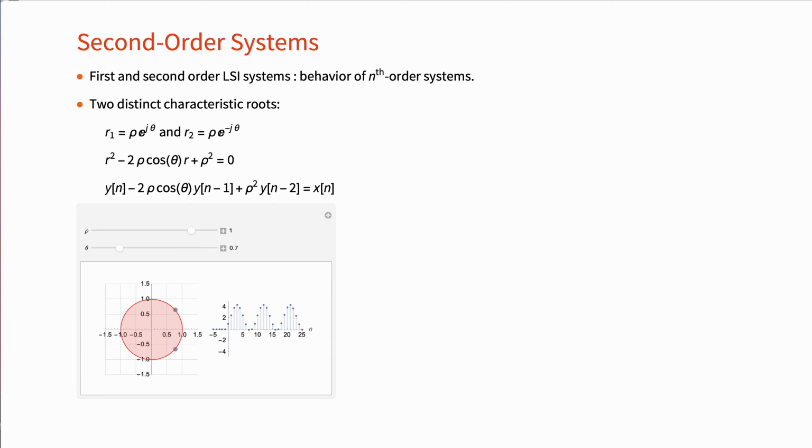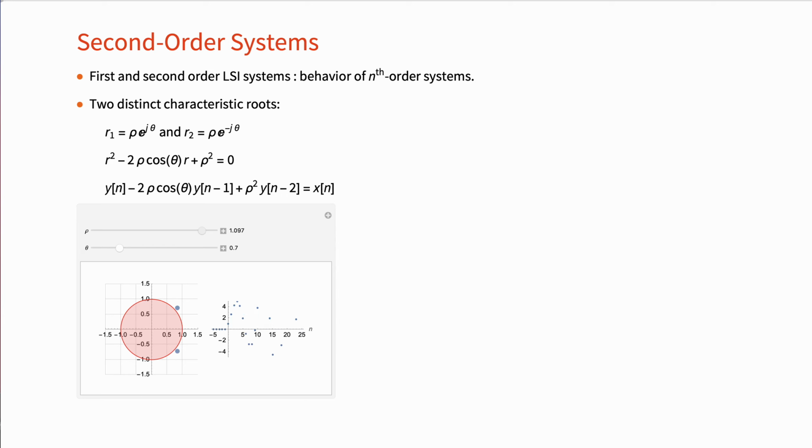Now, assuming that the system has zero initial conditions, let's look at the step response of the system for varying locations of the two roots. As you can see, when rho is equal to 1, we have persistent oscillation. The amplitude is constant.